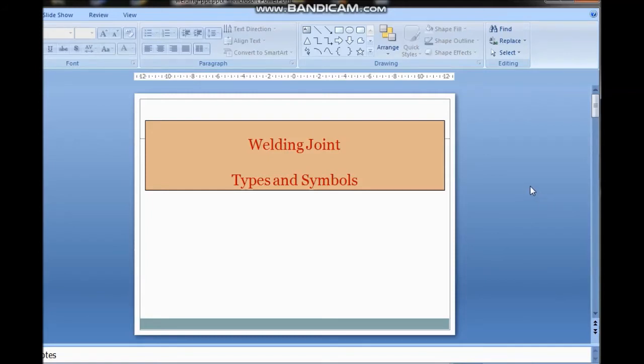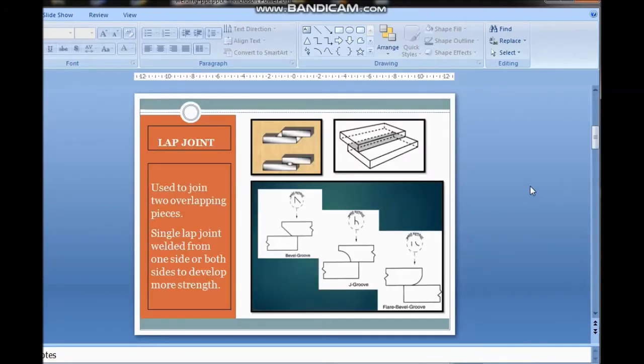First we will learn the lap joint. This is your lap joint diagram. A lap joint means two plates overlap each other. See, this is plate number 1 and this is plate number 2. These two plates have overlapped each other. We can use welding on the upper side or lower side.